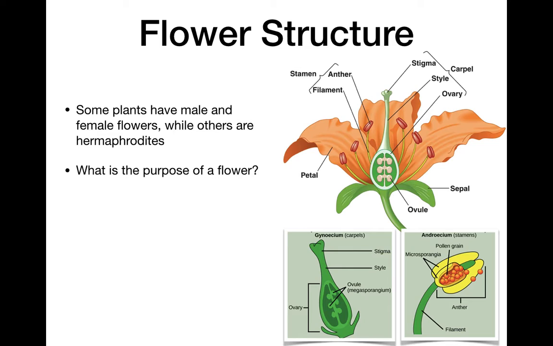Well, the number one purpose of a flower is reproduction. Right? It's to encourage sexual reproduction, specifically through the use of pollinators. Flowers encourage pollinators to come to the plant and carry pollen from one flower to the next. That allows for sexual reproduction.